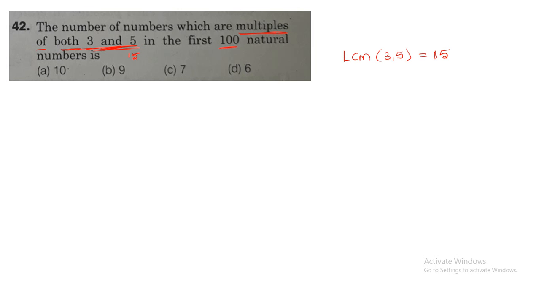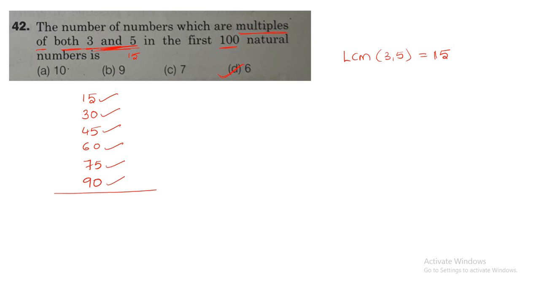So 15 1s are 15, 15 2s are 30, 15 3s are 45, 15 4s are 60, 15 5s are 75, 15 6s are 90. Next, 15 7s is crossing 100. So hence we are going to stop here. Now count the number of numbers: 1 2 3 4 5 6. So the answer is 6.